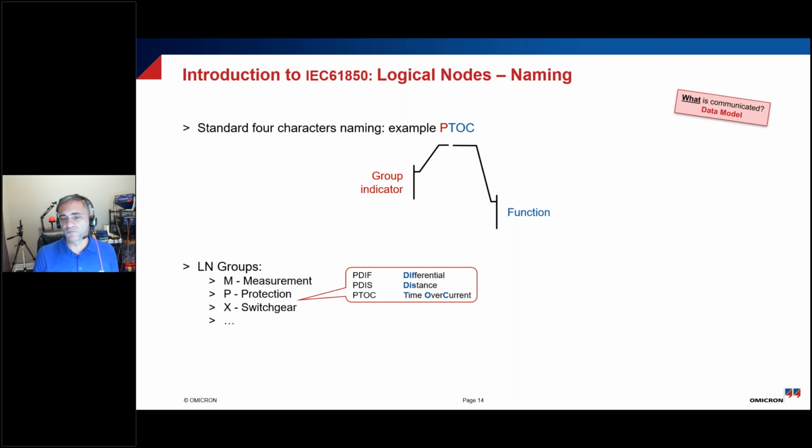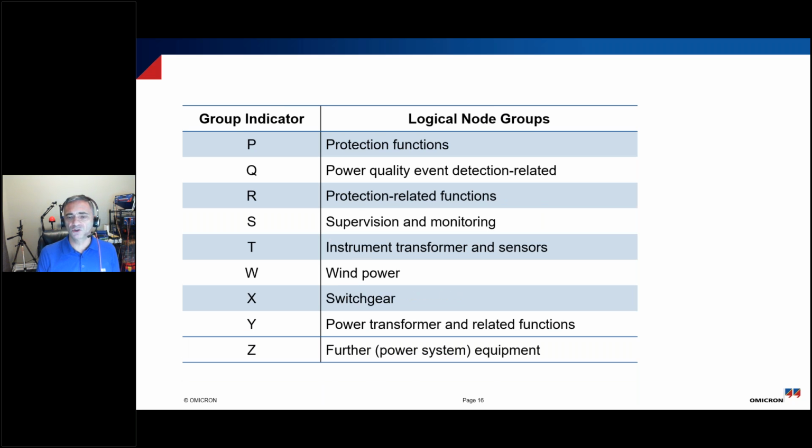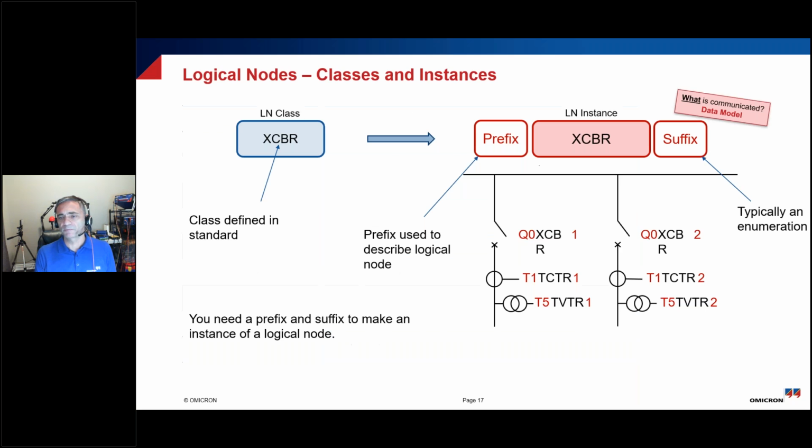Differential, distance, time over current. These are terms that represent different types of protections that are inside it. And then you have different types of switch gear, whether it's a breaker or a switch. There's a differentiation between the two. So there's different types of physical devices out there, and they start with X, like XCBR circuit breaker, XSWI circuit switch. And there's many different types of group indicators. As we said, we have the supervisory control, we have meter data, and we have protection functions, and of course switchgear, and there's many, many more.